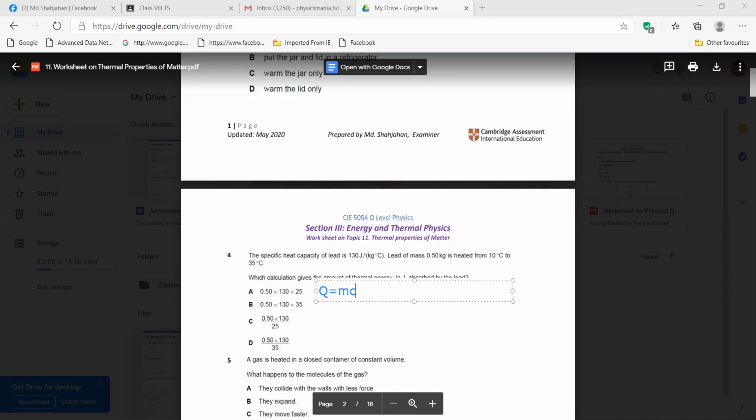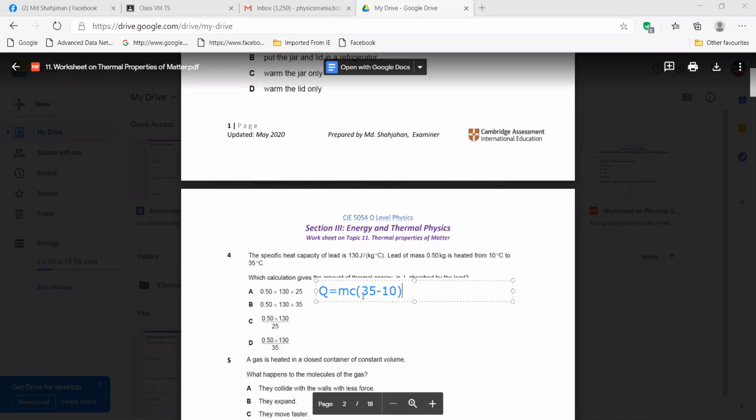Del, how will del come in the computer? No del is available. So we can write it this way. Theta 2 minus theta 1 is also not there in computer typing options. In Microsoft Word it is available, but here it's not available. So we can write directly 35 minus 10, right? 35 minus 10 degrees Celsius. Degree is not there in computer typing.